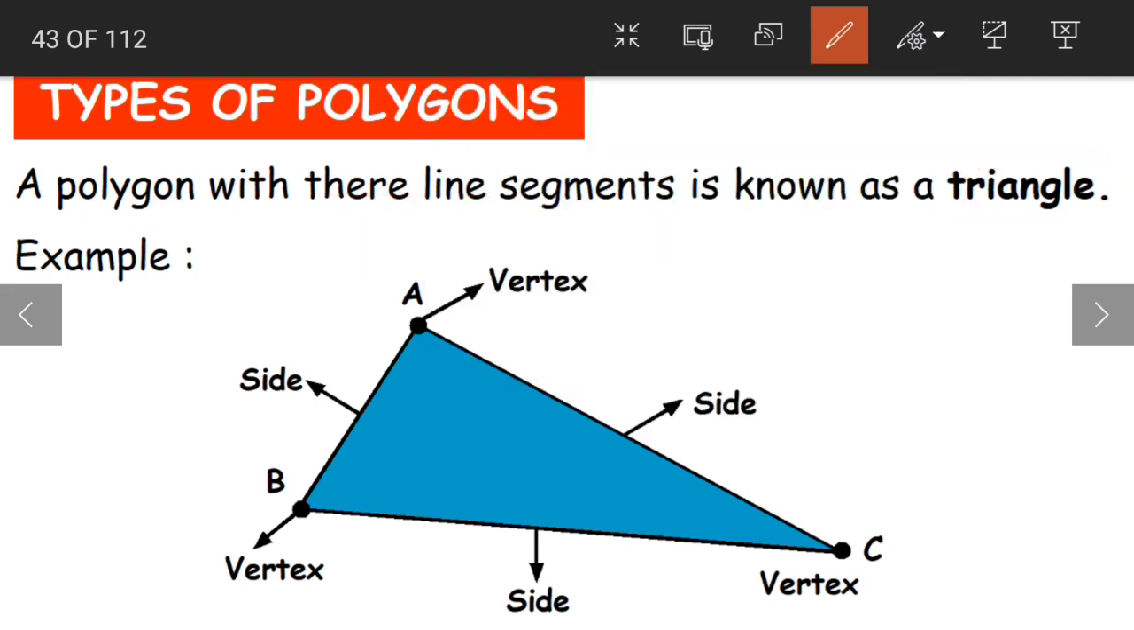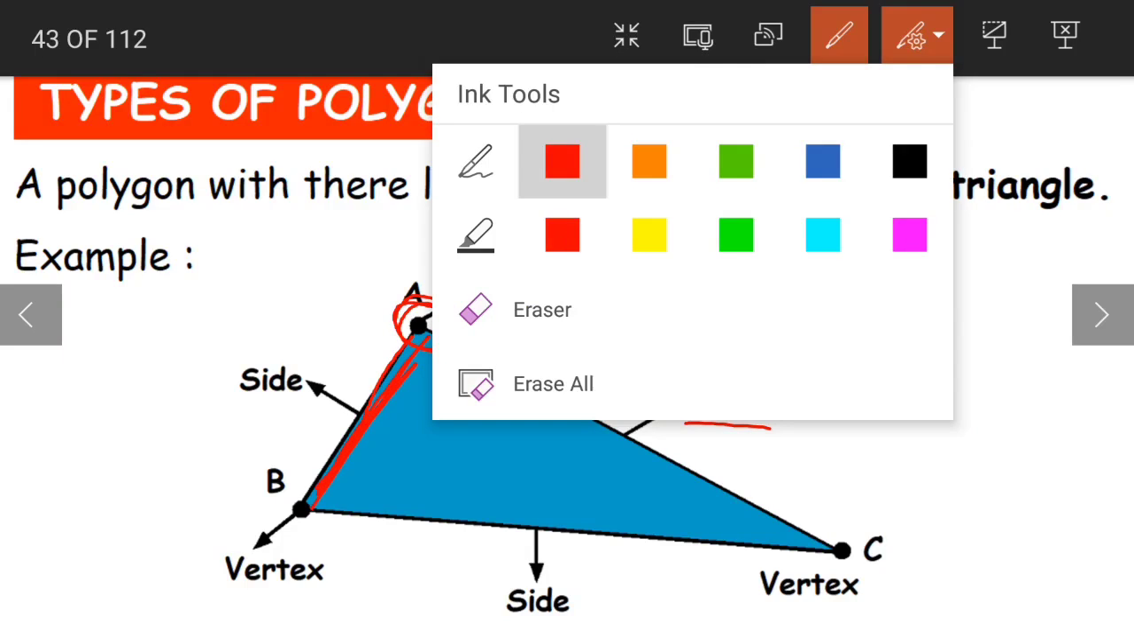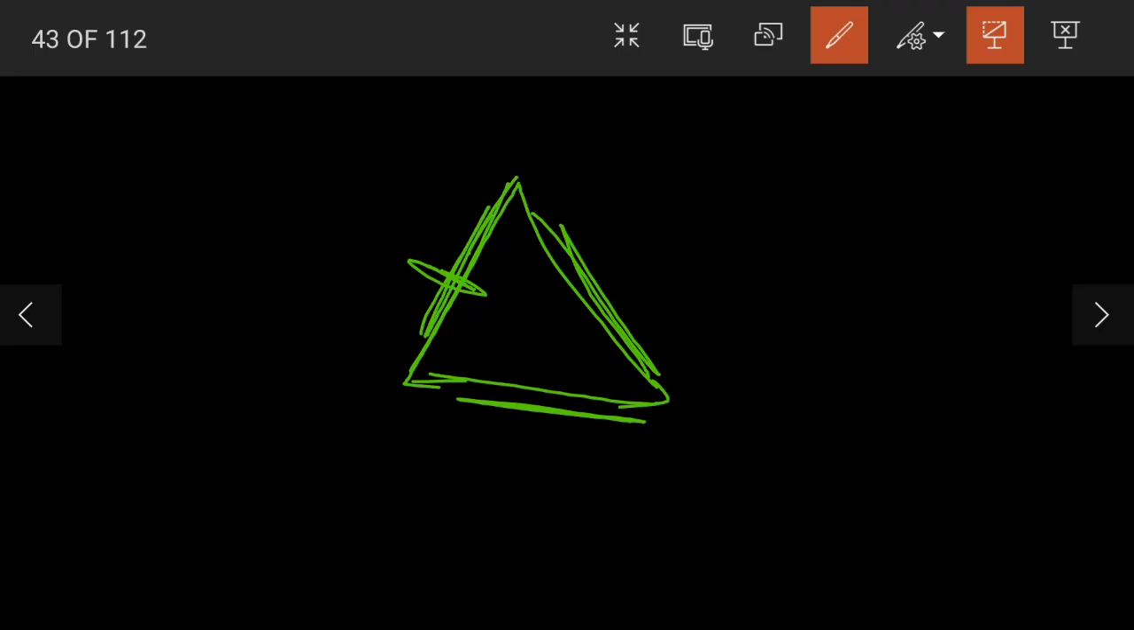Now here you can see some new words, vertex and side. Vertex is nothing but the joining point of 2 sides. We all know this is a triangle, right? So what are the sides of this triangle, children? This is one side, this is one side and this is one side. We all know that a triangle has 3 sides.